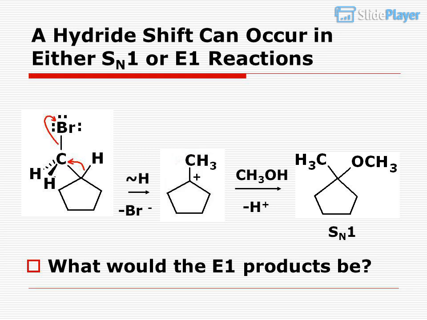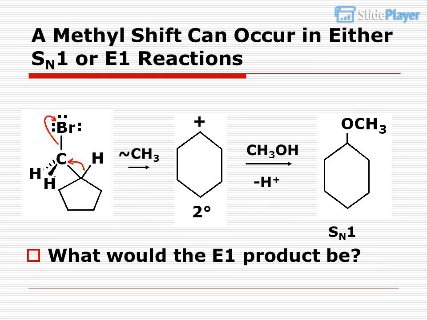Example with a hydride shift: H+, Br, SN1. What would the E1 products be? A methyl shift can occur in either SN1 or E1 reactions. Example with a methyl shift: (CH3), H+, SN1. What would the E1 product be?